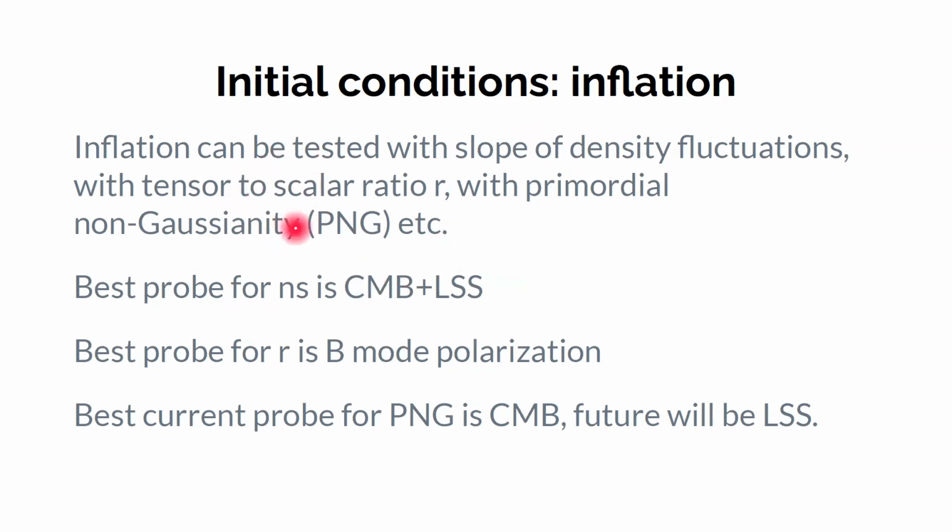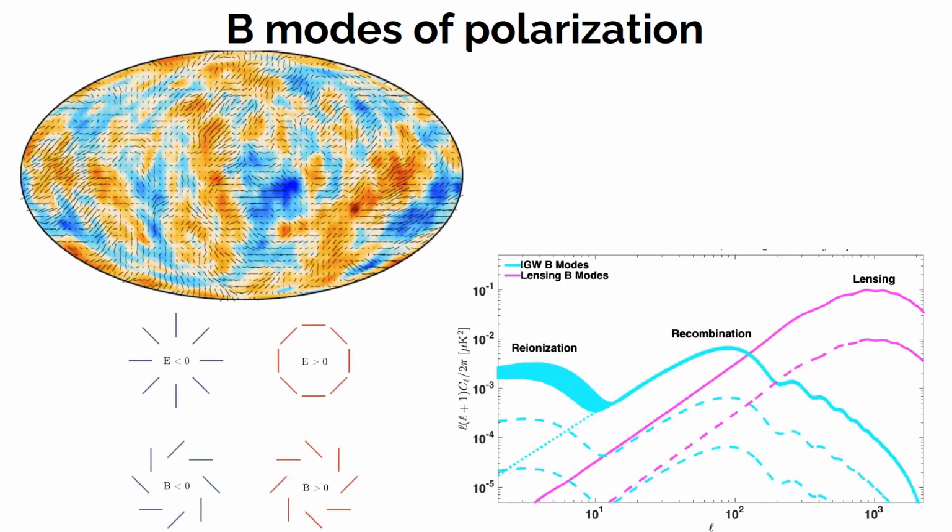Then we can measure the tensor to scalar ratio. This is this r, and the best way to probe this is B mode polarization of CMB. And then finally, primordial non-Gaussianity can also be a test of inflation. And the best probe currently is cosmic microwave background, but we expect that in the future this will actually be large-scale structure. So B modes are something that we can observe from the cosmic microwave background anisotropies.